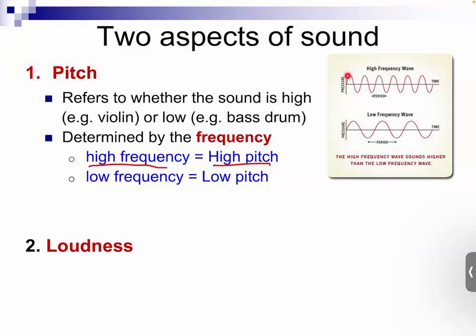So if you look at these two waves here, high frequency means you have a lot of crests and troughs passing through a given point. This is a high frequency wave that will give you a high pitch sound. A low frequency wave gives you low pitch. So with low frequency, you have fewer wave crests or wave troughs passing a given point, right? And a low frequency sound gives you a low pitch.